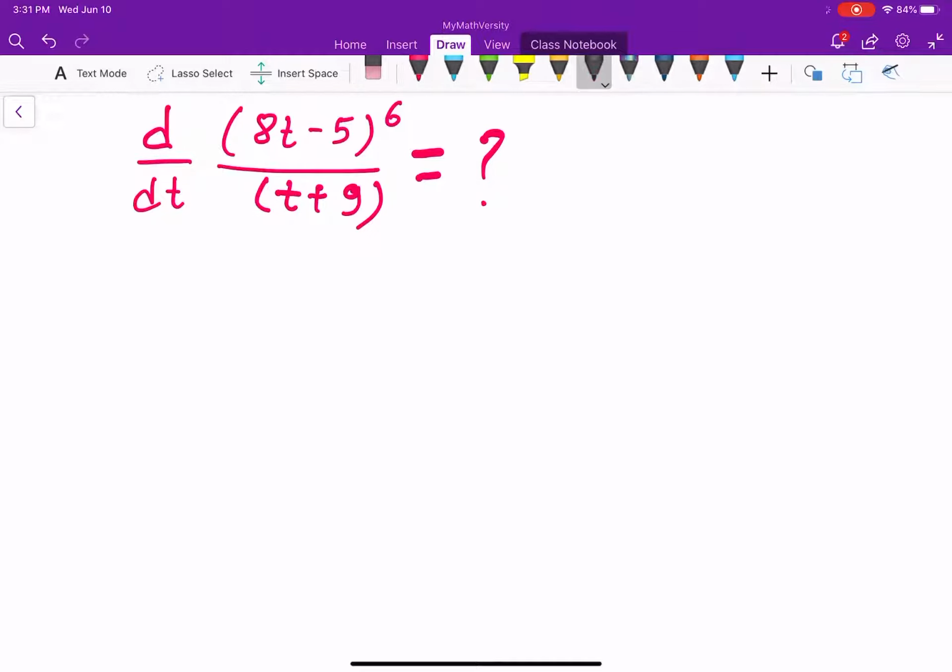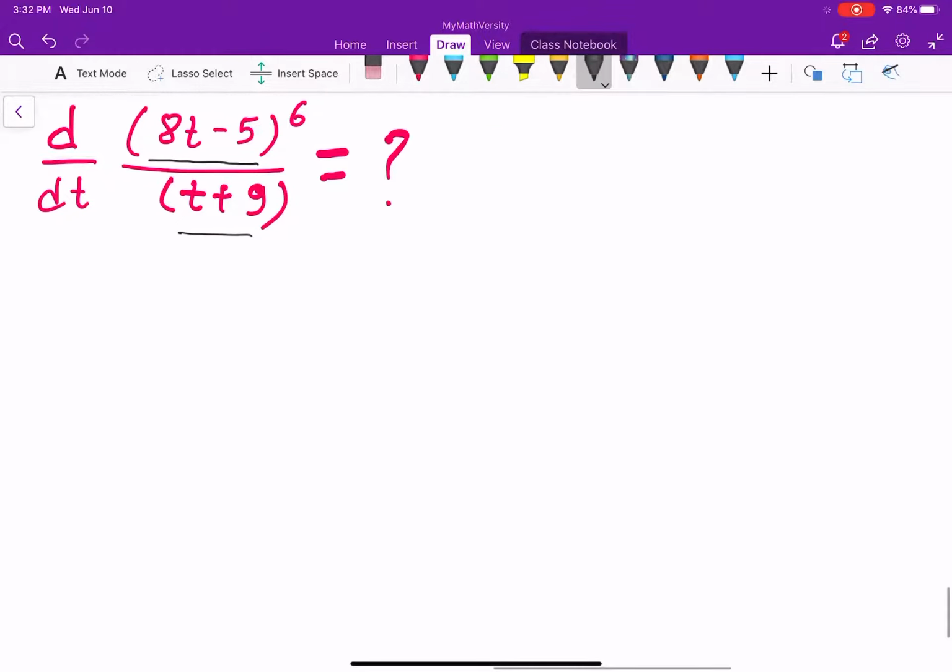What type of function do we have? We have some function in the numerator, some function in the denominator. So it looks like a quotient function. If you have a quotient function, we can always use the quotient rule.